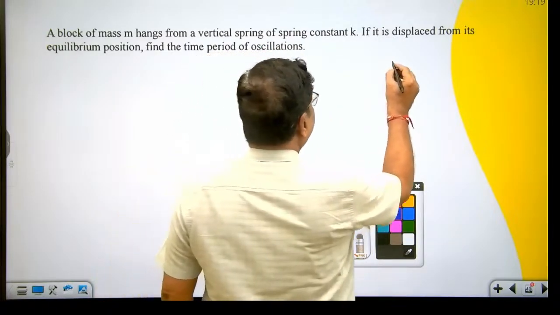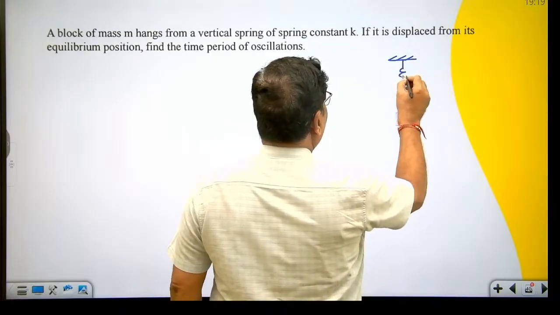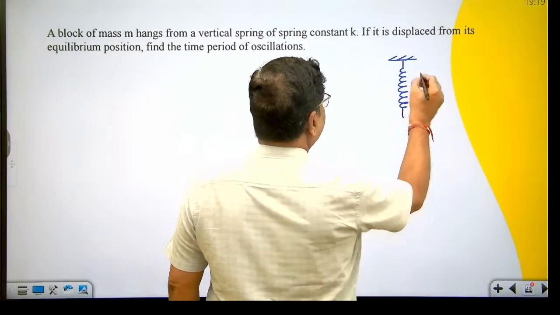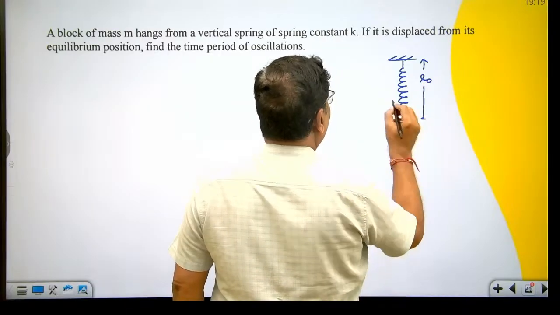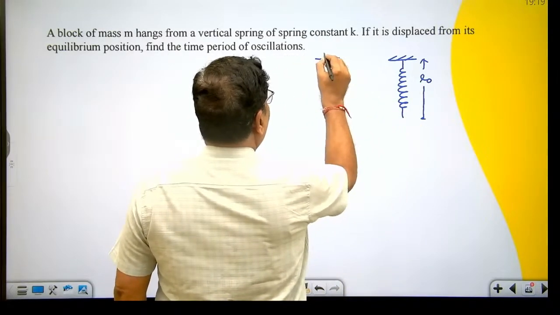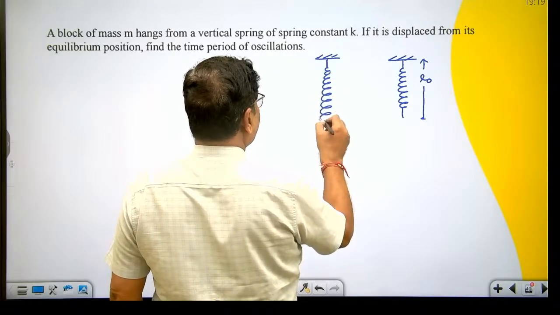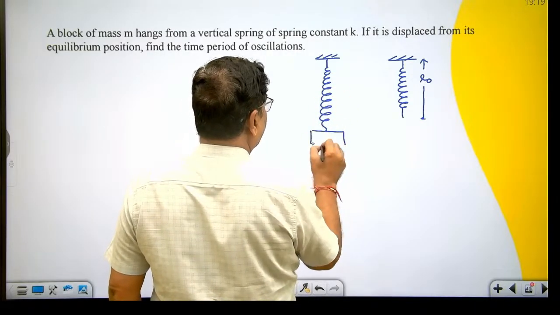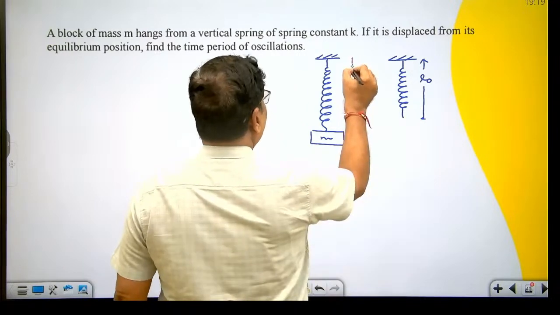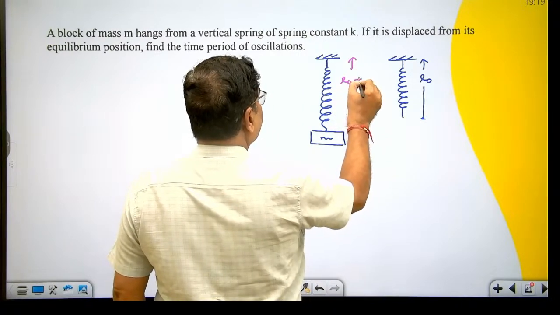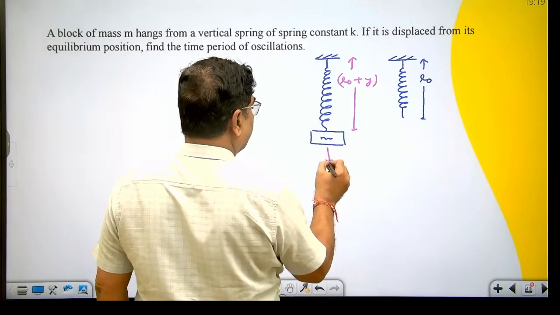Dear student, if this is the natural length of the spring, and if we suspend a block slowly, then it will come to the equilibrium position. Let us assume in the equilibrium position, the extension in the spring is y and the spring constant is k.